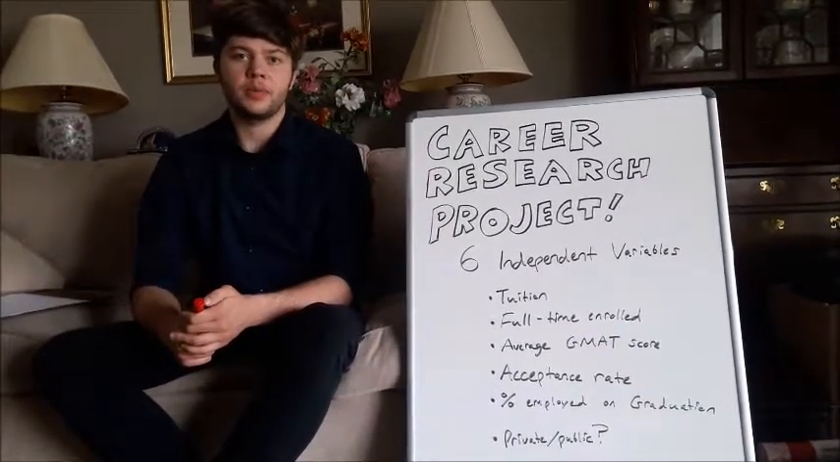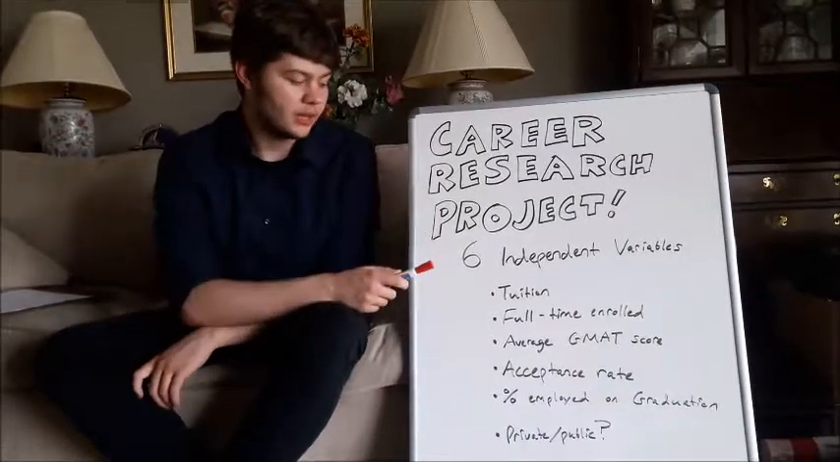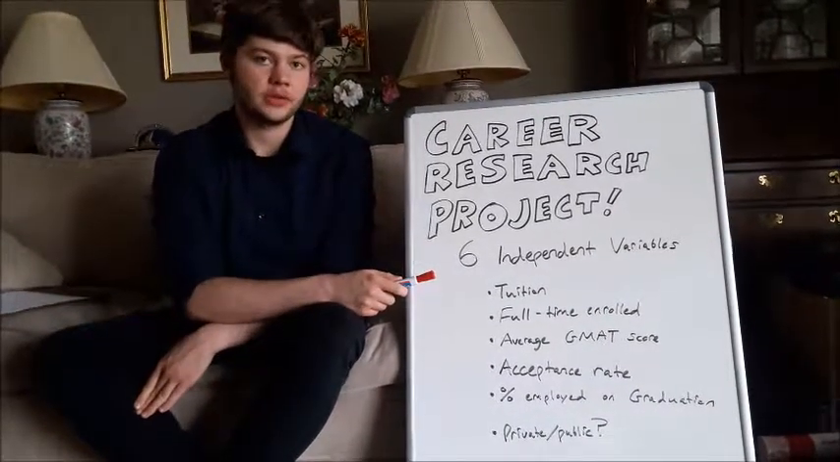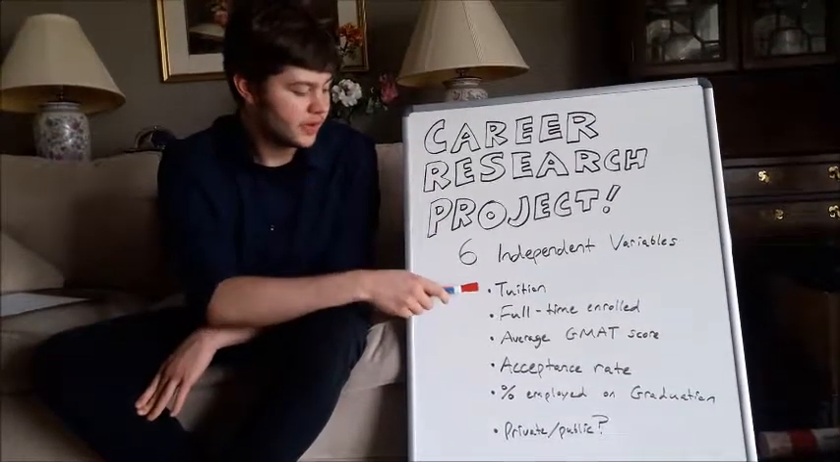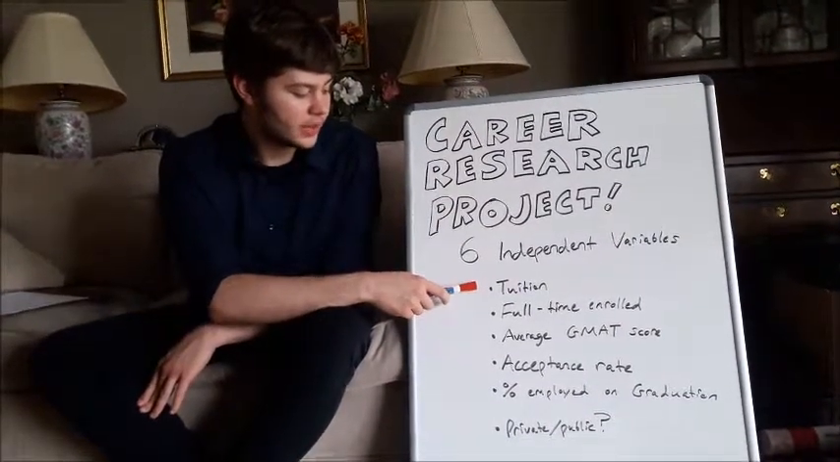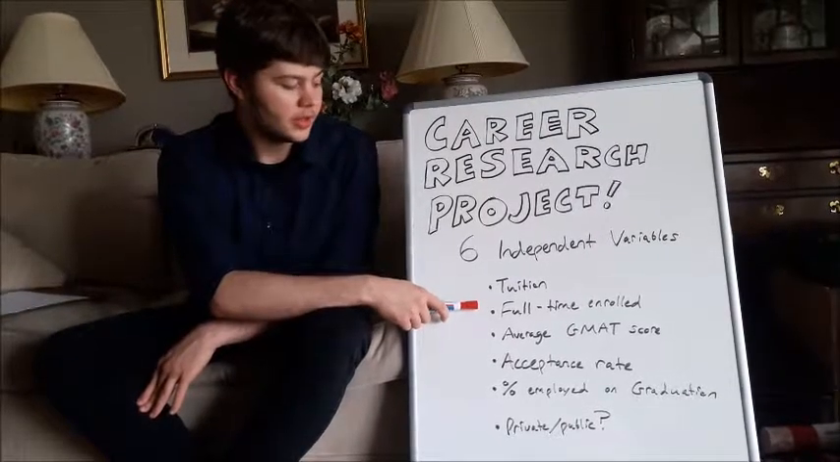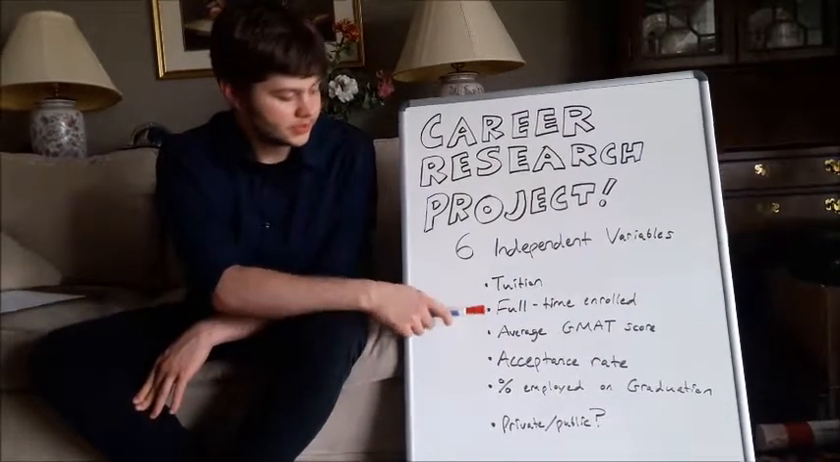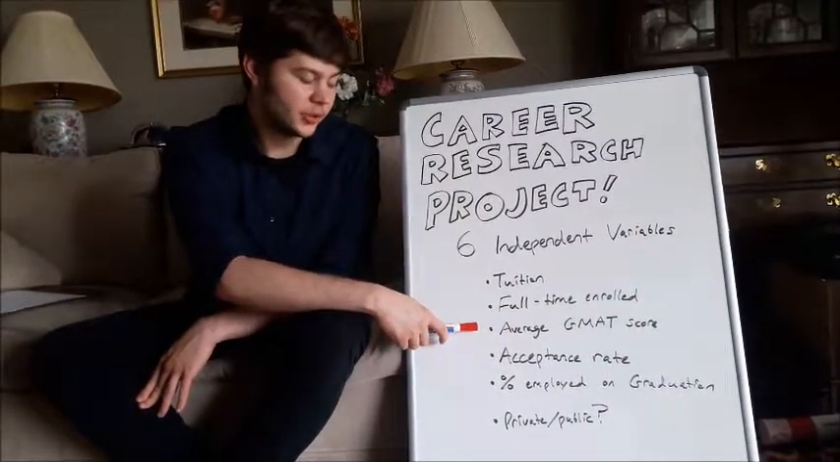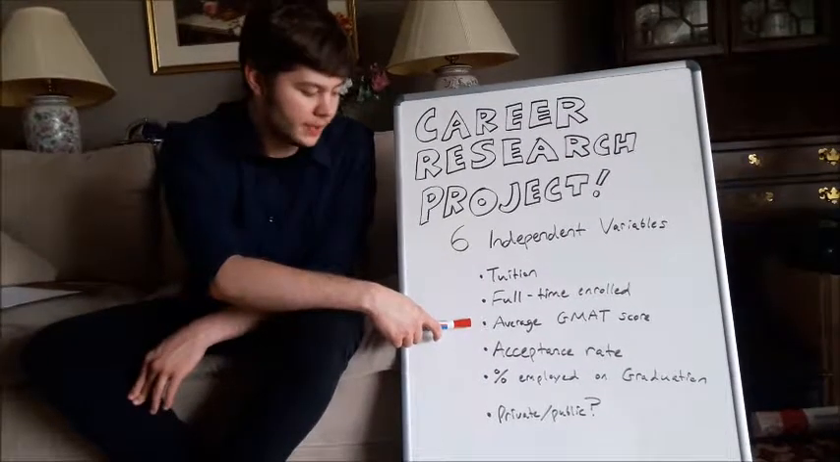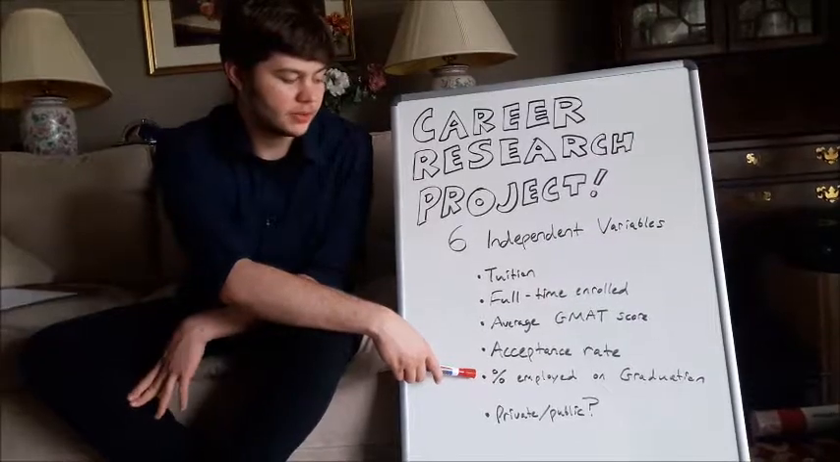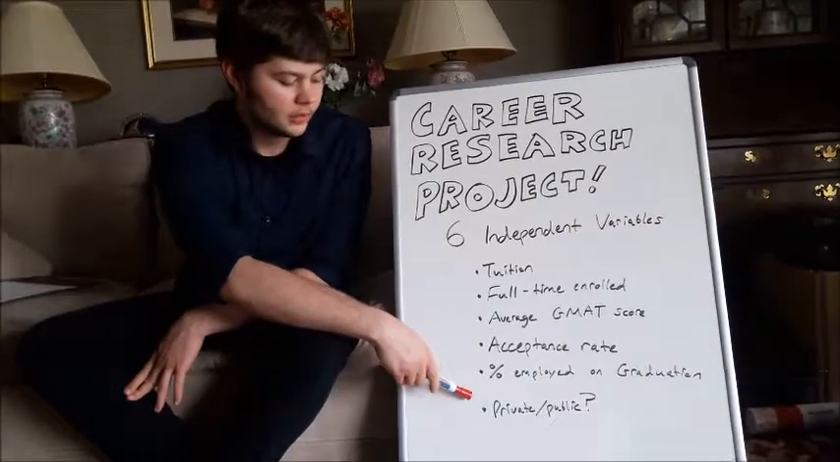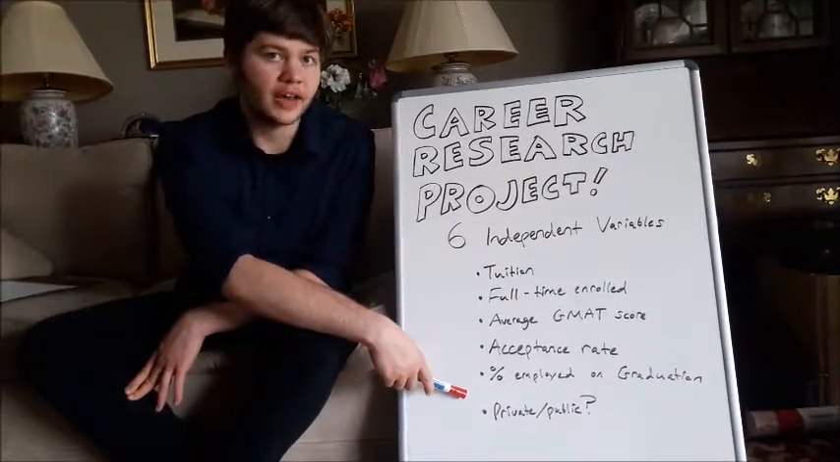The independent variables that I'll be looking at, that will tell me the characteristics of grad schools and what I should be looking for if I want to get a higher starting salary, are annual full-time tuition, the number of full-time enrolled students, the average GMAT scores of people in the MBA program, the school's acceptance rates, the percentage of students employed upon graduation, and whether or not a school is public or private.